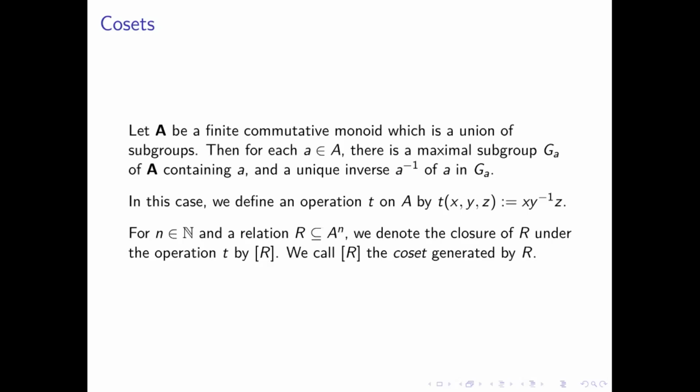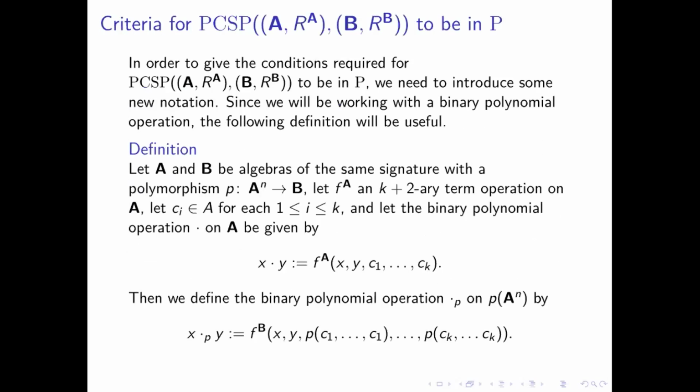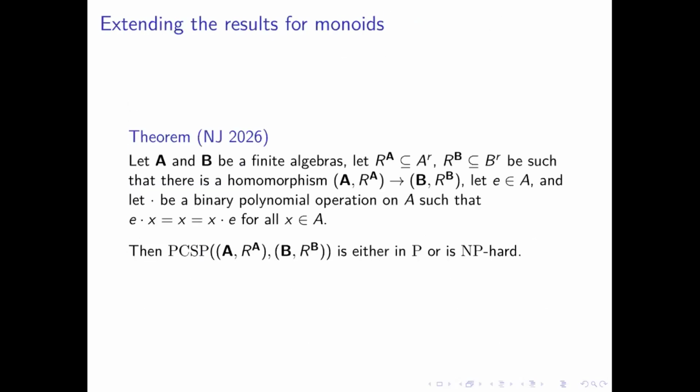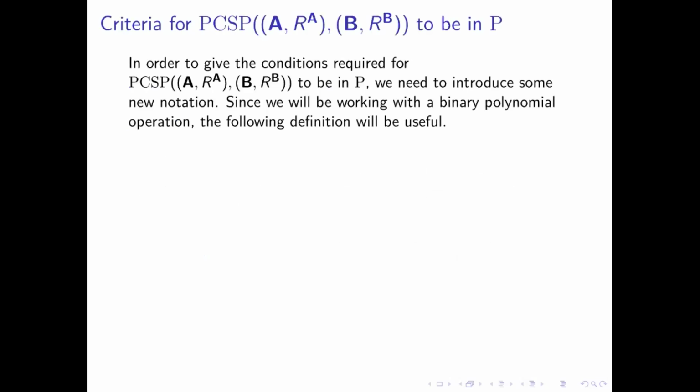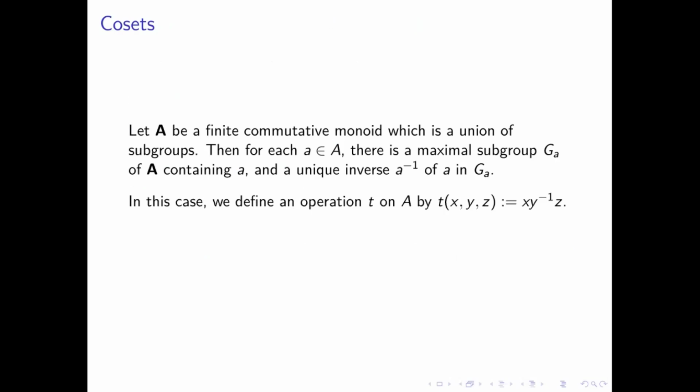And if you have a relation on A, I will call the closure of that relation under the operation T here the coset generated by R. I'll just use brackets [R] to denote that. And so now I've assembled all the language that I need in order to talk about the criteria that I have for the promise equation PCSP(A, B) to be in P in my theorem on this slide. So there's a criteria here, and now we're ready to actually state it.